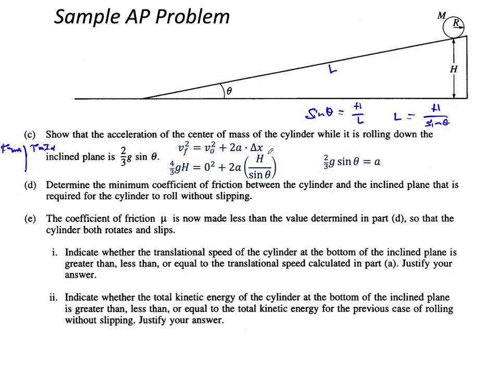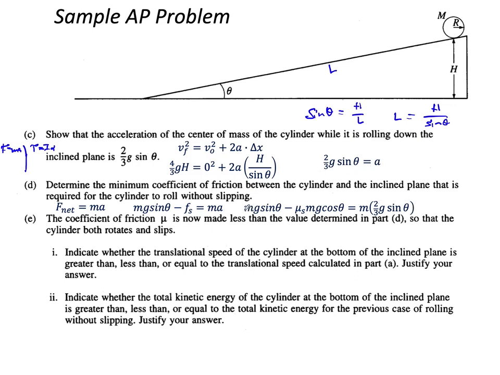Determine the minimum coefficient of friction between the cylinder and the inclined plane that's required for the cylinder to roll without slipping. Well, we know F equals ma has to be true, and we can solve then for the force of static friction. Remember, the net force on our object is mg sine theta minus the force of static friction equals ma. We know the force of static friction should be equal to mu s times the normal force. Normal force is going to be mg cosine theta.